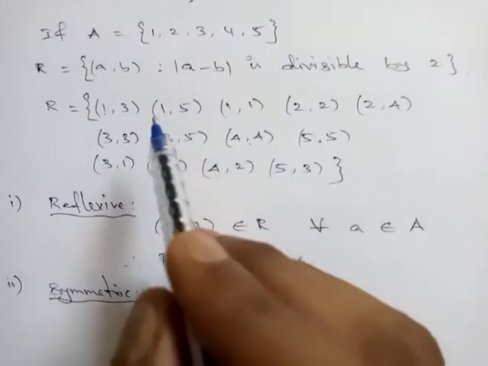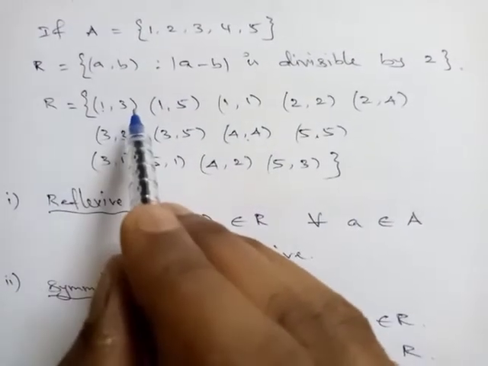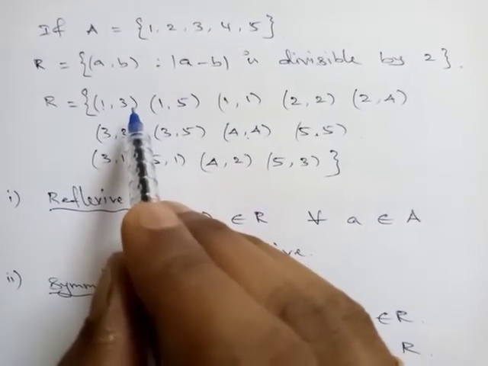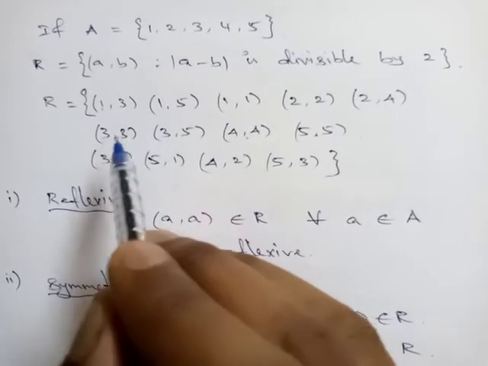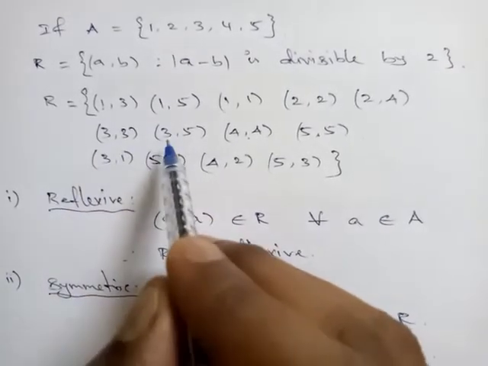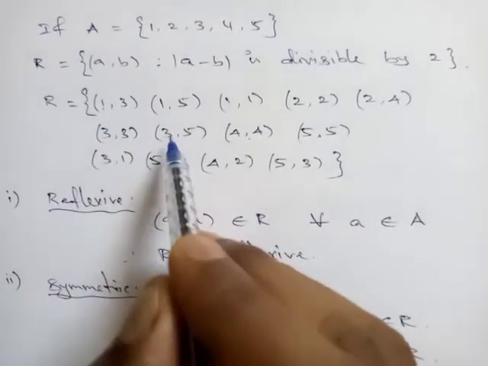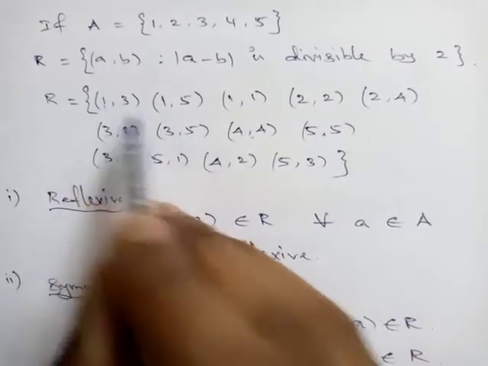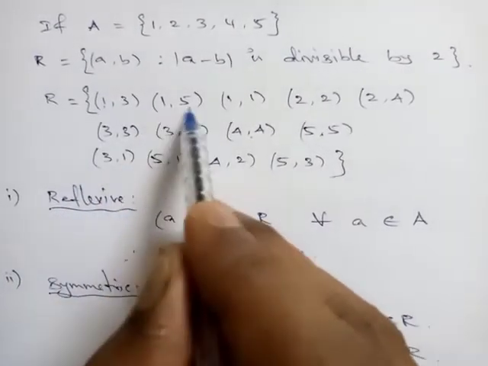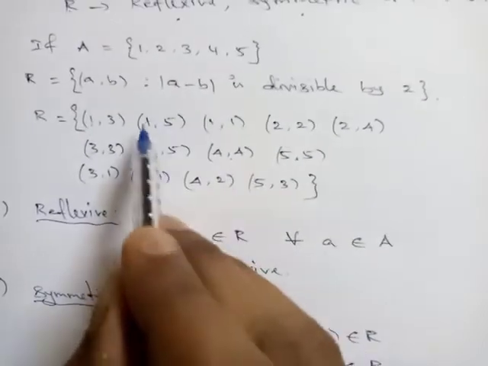a comma b. For example, I am taking 1 comma 3. Another element we have to take starts from 3, so 3 comma 5 I am taking. 1 comma 3 and 3 comma 5 are there, so 1 comma 5 must be there, right? 1 comma 5 is here. Understand what I am telling?